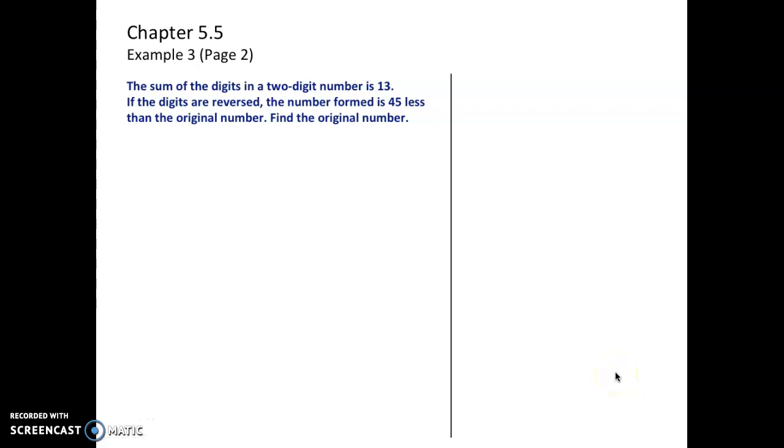Let us now look at Chapter 5.5, Example 3 on page 2. The question says, the sum of the digits in a two-digit number is 13. If the digits are reversed, the number formed is 45 less than the original number. Find the original number.